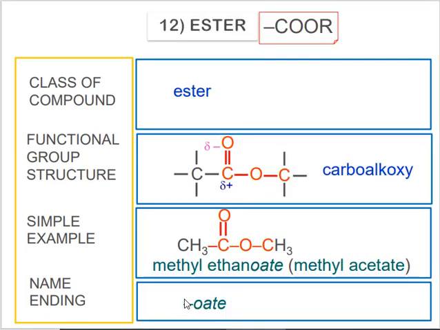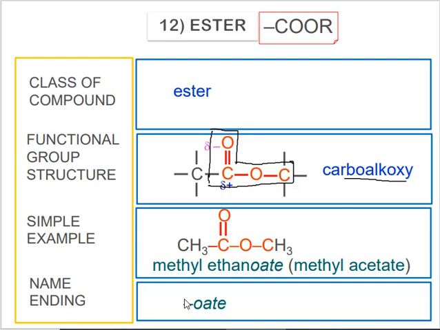Next is ester. How do we identify an ester? An ester has C double bond O, and then it forms a single bond with oxygen and another neighboring carbon. This is how we identify if there is an ester present in the molecule. The name of the functional group is carboalkoxy.